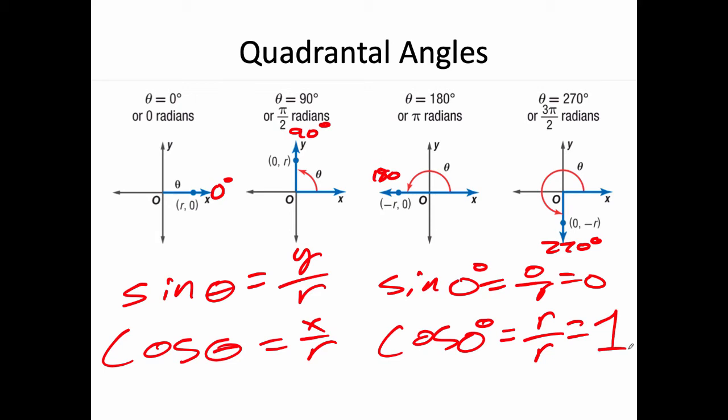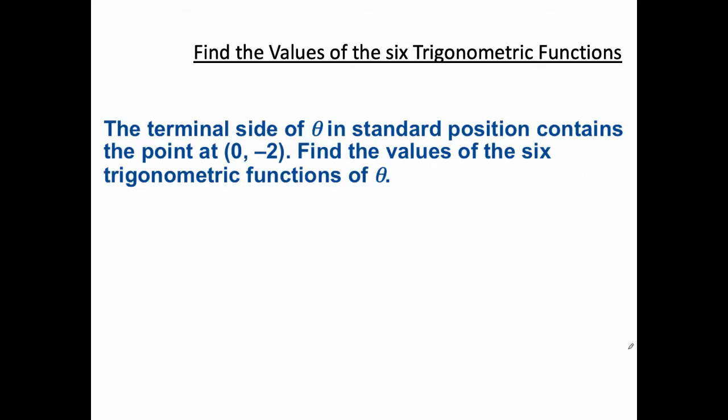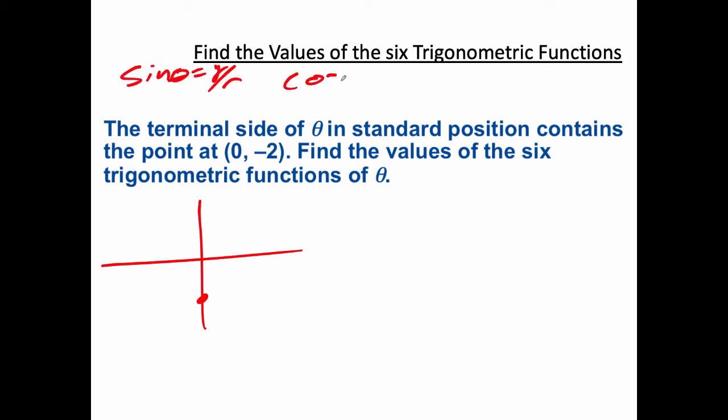So there's a little bit more going on here, and there's a few different ways we can look at this. One of the ways you can do it is by using exactly what I just said. We can use these guys. The sine is y over r, and the cosine is x over r, and the tangent is y over x.